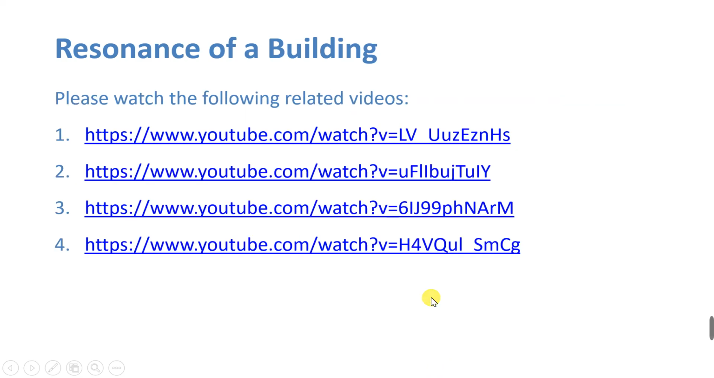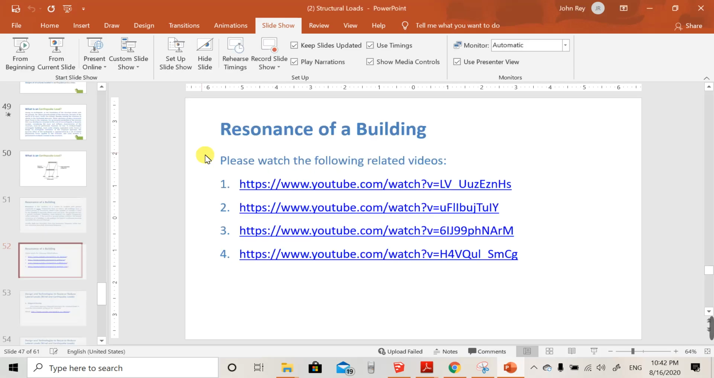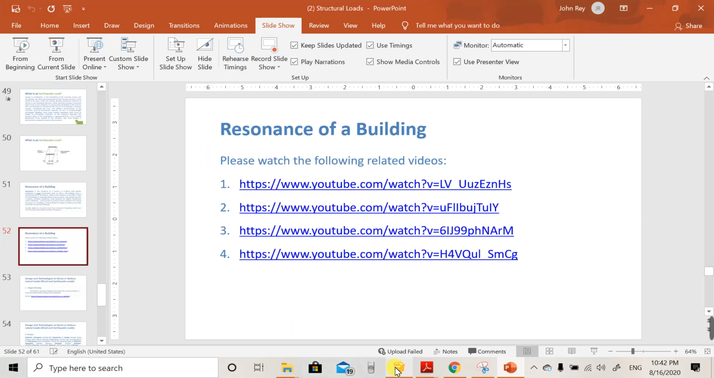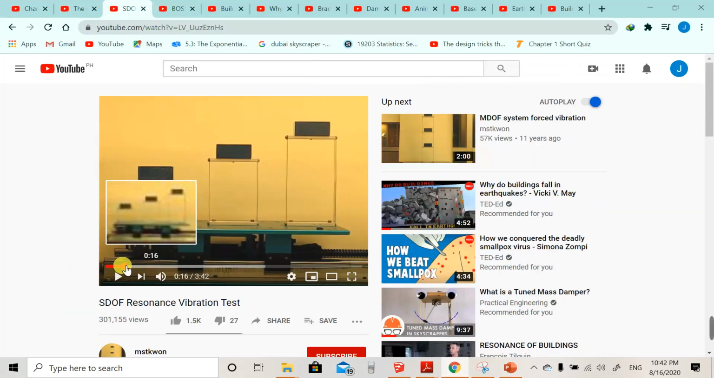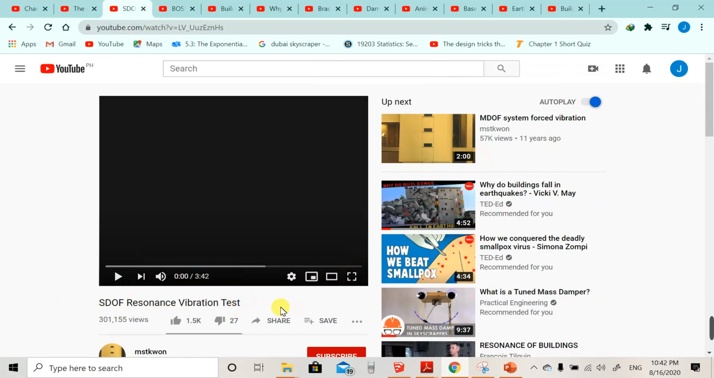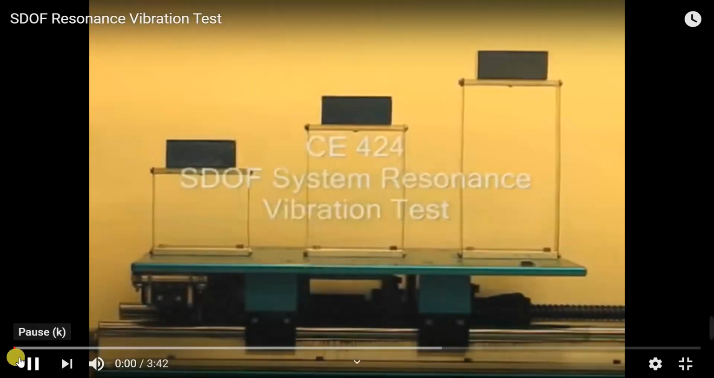Okay? Para mas maintindihan nyo yung konsepto ng resonance, I strongly suggest na panoorin nyo itong mga videos. Pero sige, ipe-play ko na dito, class, yung isa, itong number 1 na video. Okay? Nasaan na siya? Ito. This is the resonance vibration test. Ipapakita niya dito, class, kung paano gagalaw ang mga structure depende sa frequency ng paggalaw.